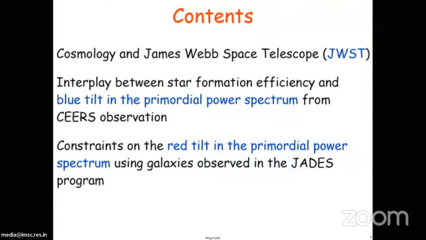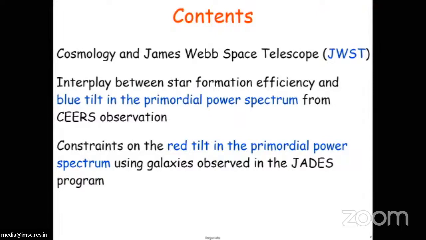Okay, so I'll first introduce cosmology and the James Webb Space Telescope, since this is a very wide audience, and then I'll be talking about two of our main works, how you can probe either the red tilt and the blue tilt, I'll explain what those are, using JWST observations.